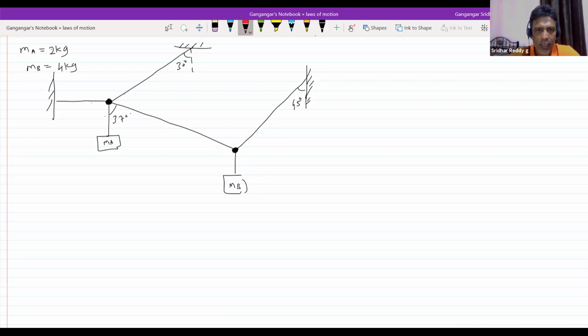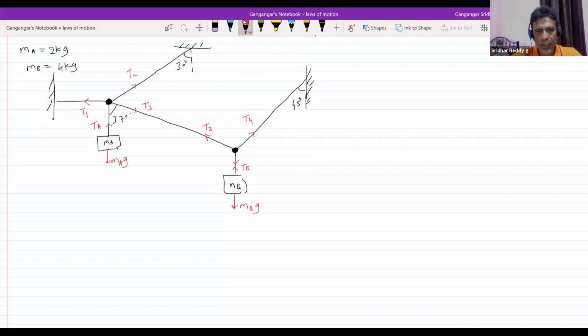So let's give names for the tensions. Here let it be T1, here T2, here T3. Call this TA, no problem, like this. And this is mg. This tension T3, call this T4, and let this be TB. Equating forces along X and along Y, and solving them, we will get the required answer. So I think easily you can proceed from here.